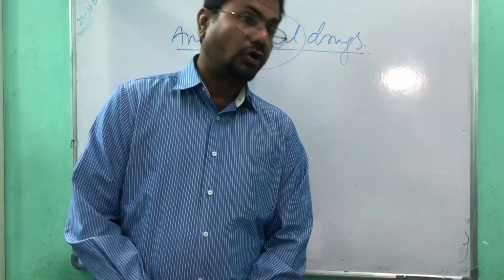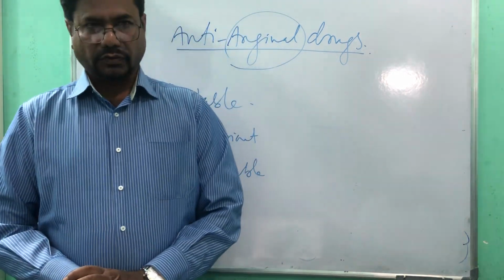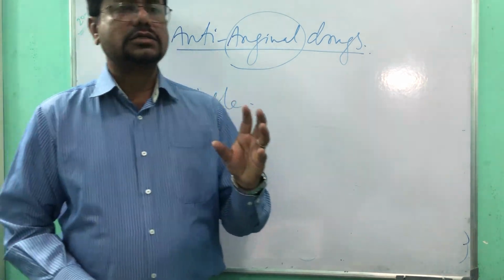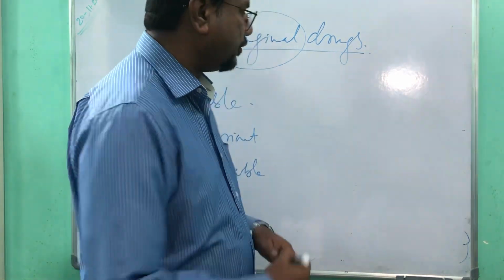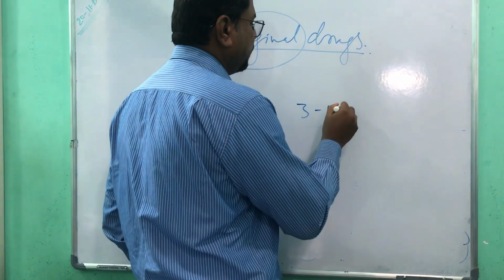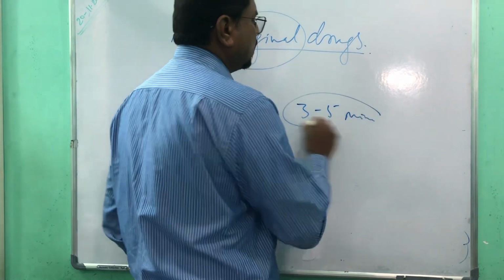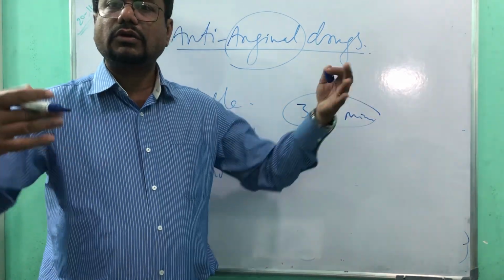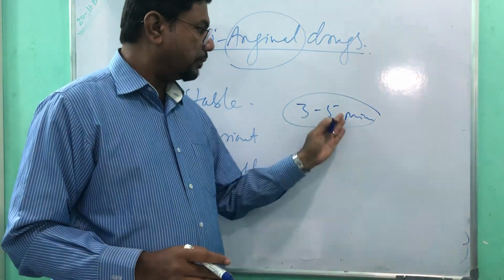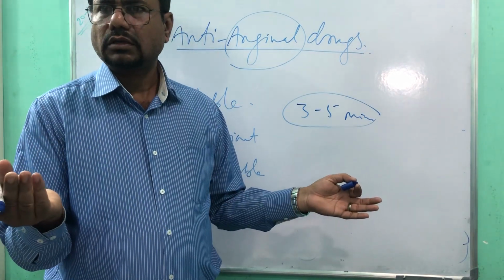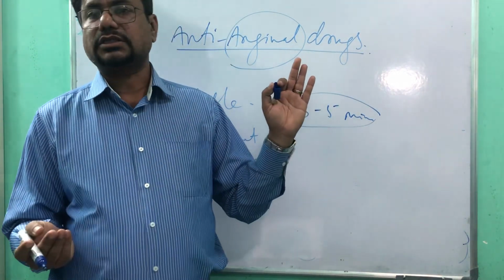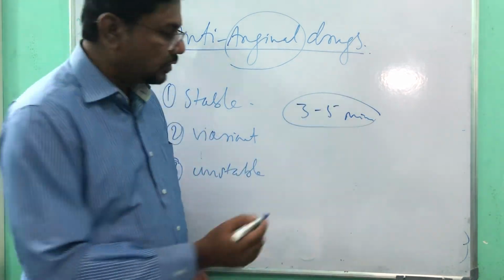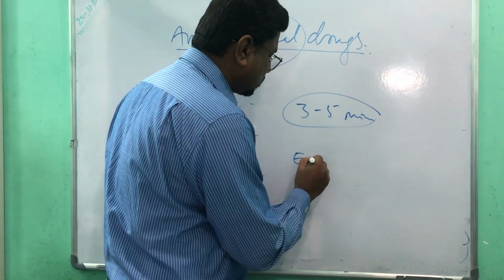Stable angina is called classical angina. This occurs in 3 to 5 minutes only. The pain will be for 3 to 5 minutes. Then the person will be normal. Nobody knows; he'll return to a normal life. But the pain will be for 3 to 5 minutes only. This is called classical angina. Why is it called classical angina? Because this pain is because of exercise.